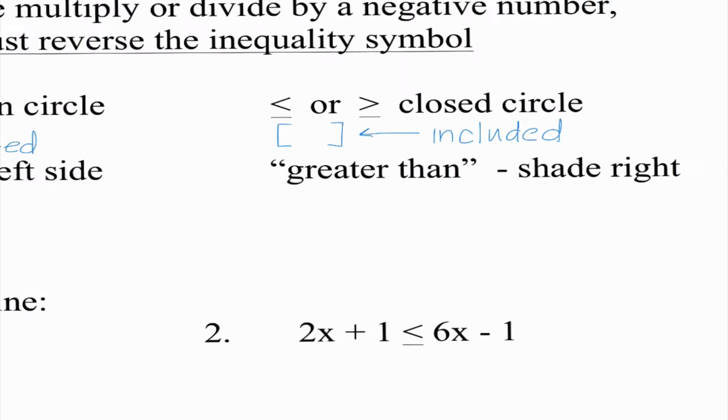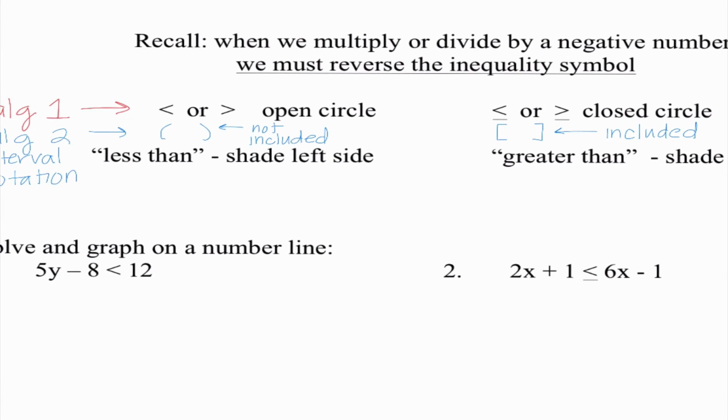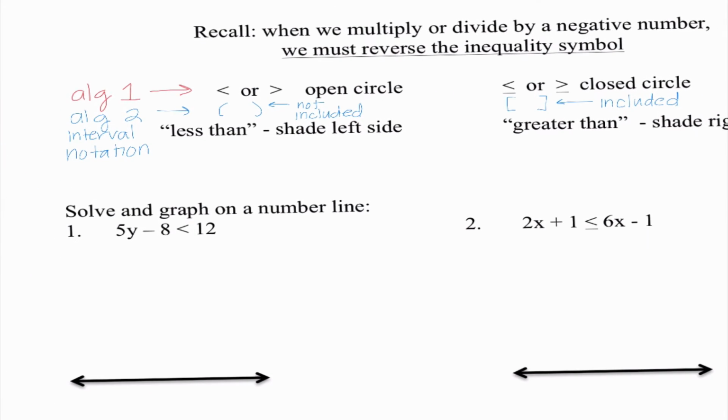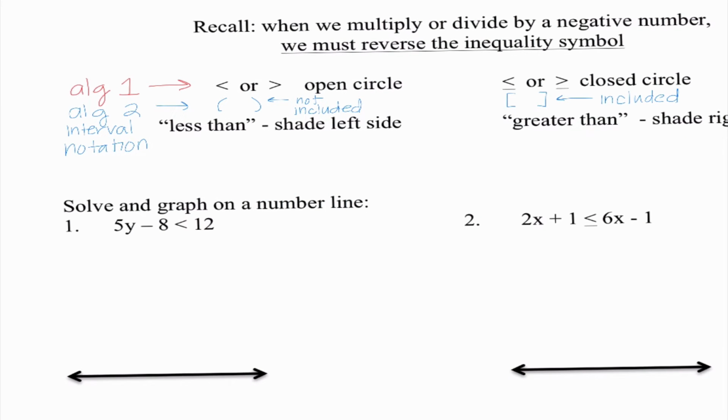So basically where we have not included or open circles, we're going to be using parentheses this year. When we would have been using a closed circle, we are going to use brackets. So that's really the new thing for us to know.